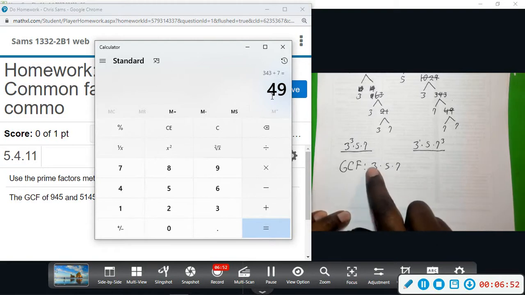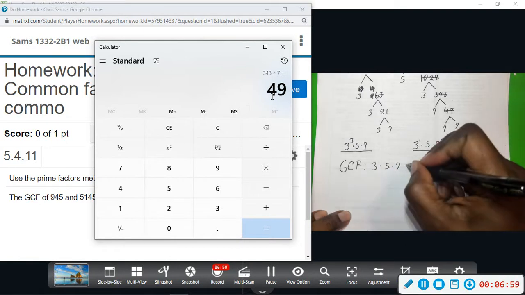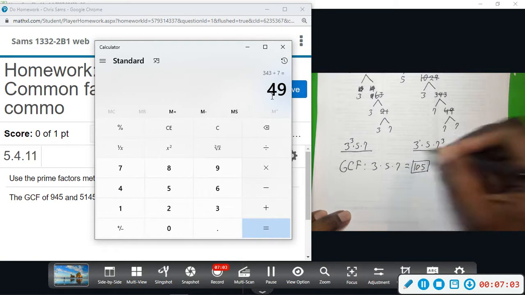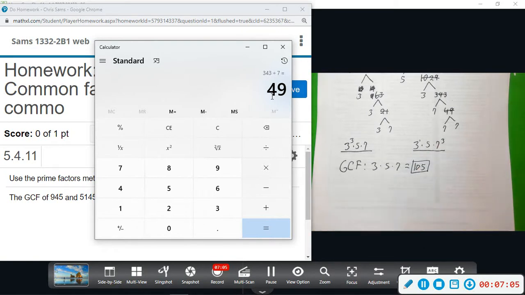And if you multiply this, 3, let's do 5 times 7 is 35. 35 times 3 is 105. So this is your greatest common factor.